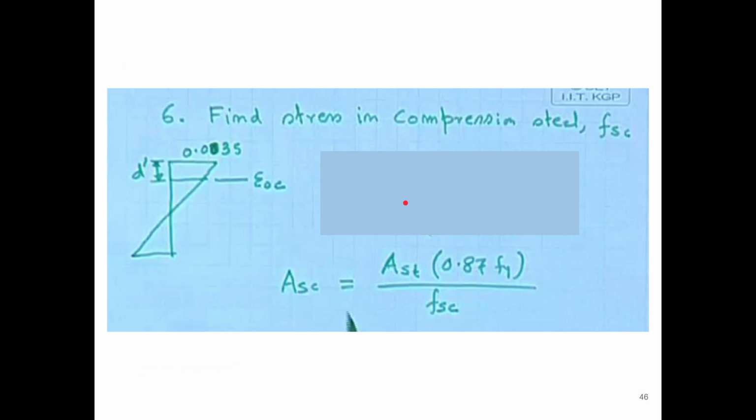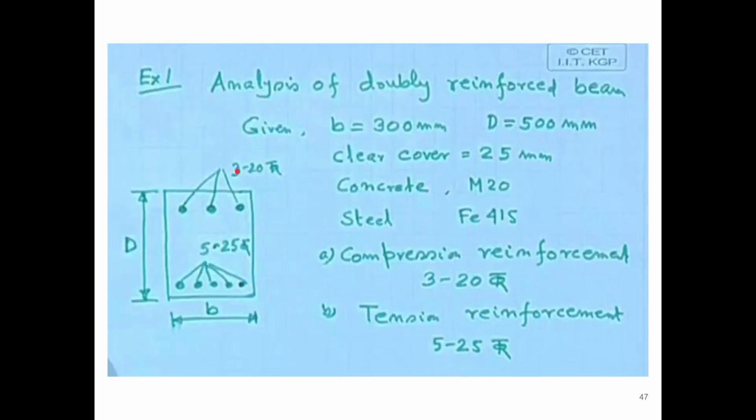So now let us apply the concept and try to solve this problem. Analysis of a doubly reinforced beam. Say for example this is the beam, which has a width B of 300 mm and a total depth of 500 mm, and the clear cover is 25 mm. The concrete is of grade M20 and the steel of grade Fe415.